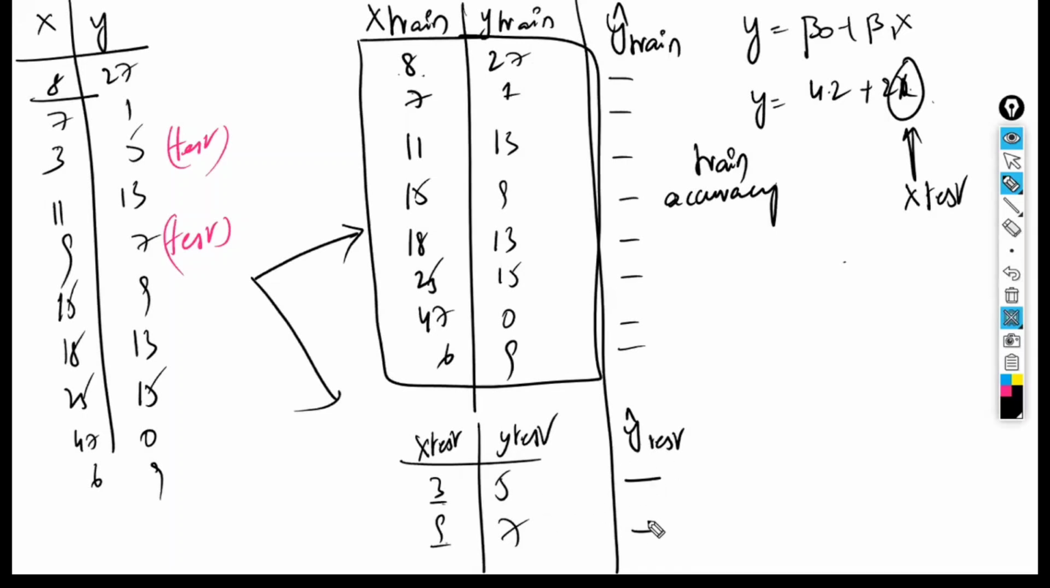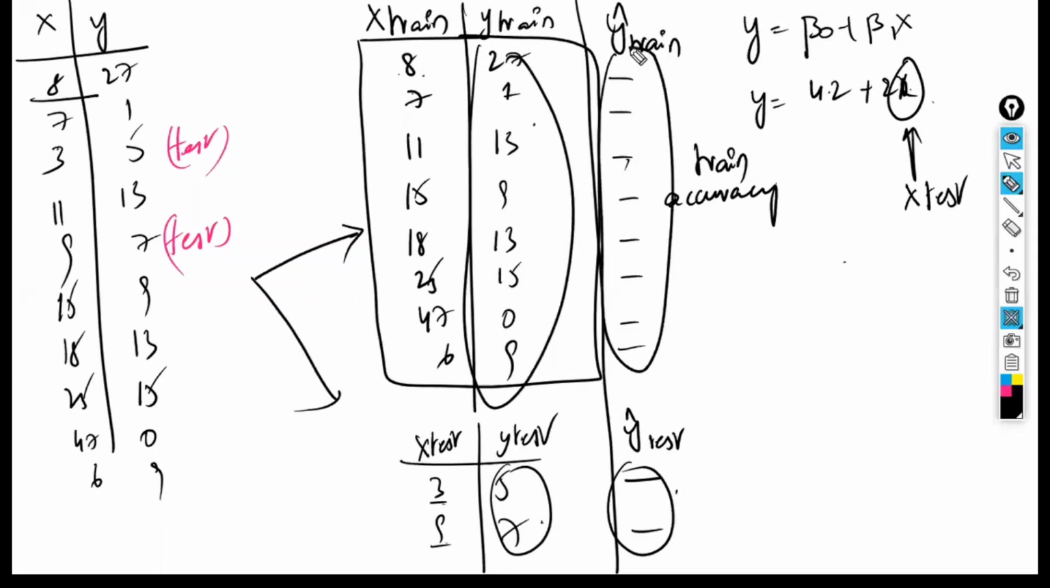Now, I am going to compare these 2 values with these two. These two will be compared. I can't compare this one with this one or this one with this one. These 8 records have to be compared with respect to these 8 records, and you calculate the train accuracy. These 2 records you have to compare with these 2 records, and this is called test accuracy. That is, R square for this one separately, R square for this one separately, you are calculating.